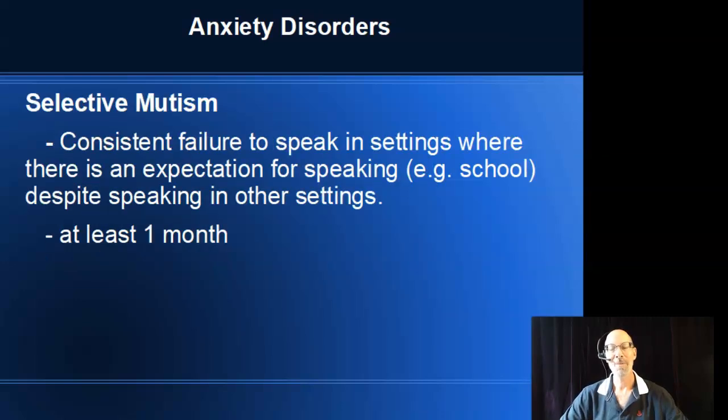Selective mutism as an anxiety disorder, remember that. Consistent failure to speak in settings where there is an expectation for speaking, for instance in school, despite speaking in other settings. At least 1 month minimum duration.